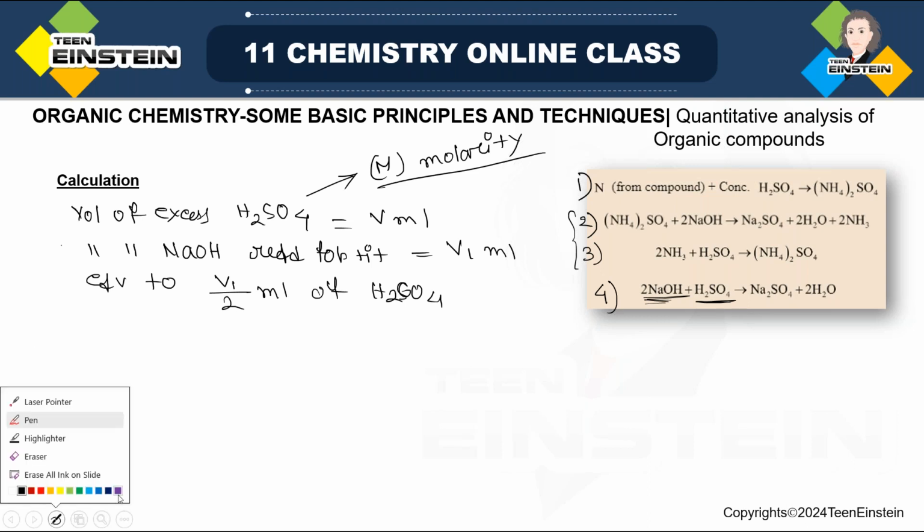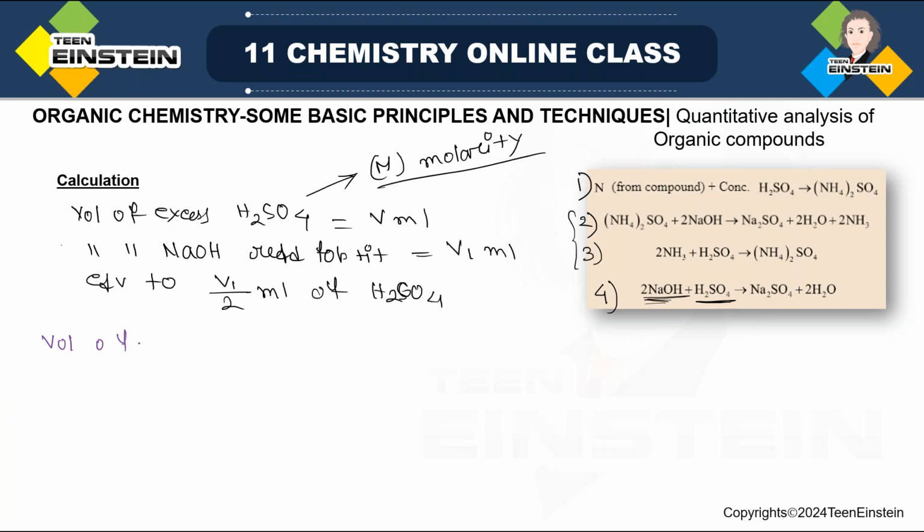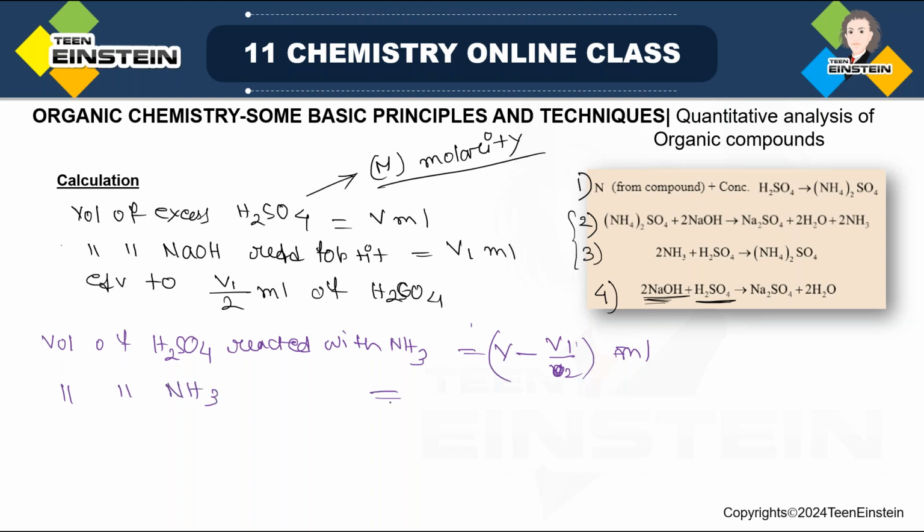Next, the volume of H2SO4 which is consumed with ammonia, or I can write reacted with ammonia, consumed during this reaction, that will be the total volume minus V1 by 2, because you have started from V ml. This is the amount. Now, if this is the volume of H2SO4, then the volume of ammonia must be double. It must be 2 into (V minus V1 divided by 2). This is the volume of ammonia.